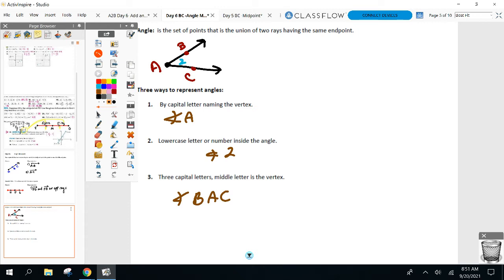I would prefer this way, and you'll see why coming up. Sometimes just naming it by the vertex might not be the best idea, but you got to see a diagram for that. Any issues naming an angle? All right, let's keep rocking.